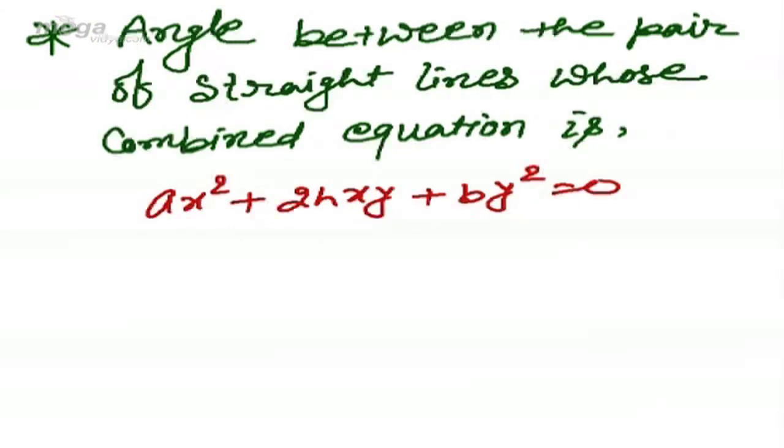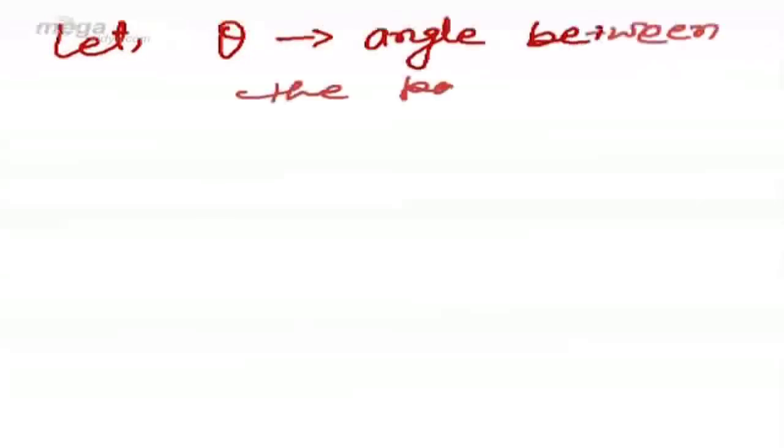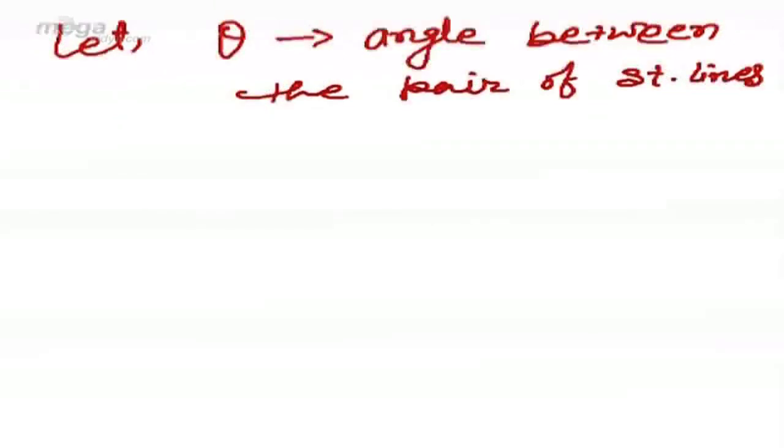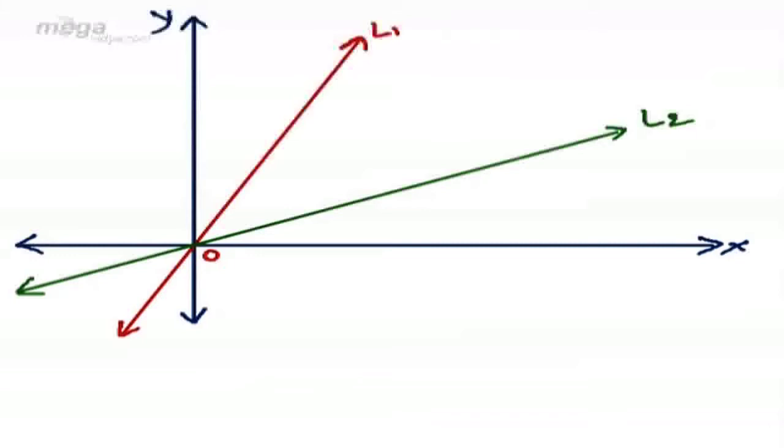So now students, the angle between the pair of straight lines whose combined equation is ax square plus 2hxy plus by square is equal to 0. So if we take theta to be the angle between the pair of straight lines whose equation is given as this, then you have to find out, so students, you can see from here, if we take the angle between these two as theta, then what will be the value of this theta?